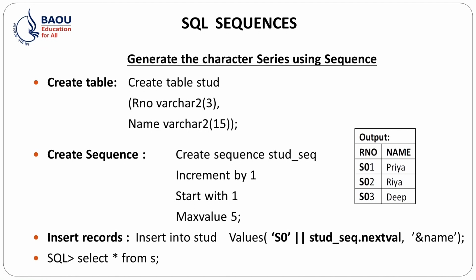For example, if we generate the employee ID E1, E2, E3, how can we write this command? Insert into employee values, in the bracket single quotation E, then pipeline, then sequence name dot next val. So, sequence name dot next val generates 1, 2, 3, and this E is combined with the 1, 2, 3. So, the pipeline joins the value. So, always remember, a sequence does not generate a character value, it generates only a numeric value.